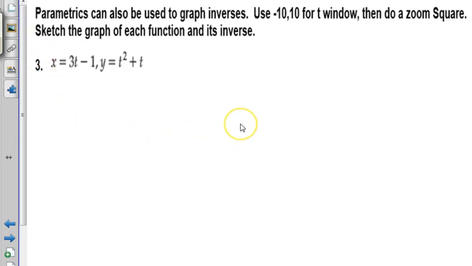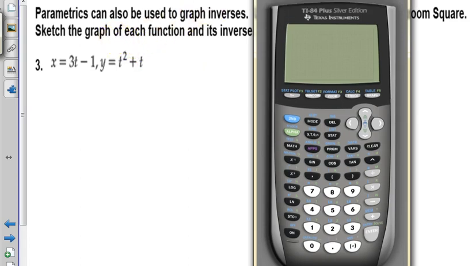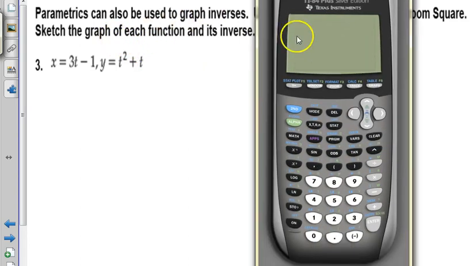All right. I just want to talk real quick about inverses because this is a property of parametrics that's important later in calc. If I graph this, okay, it says to graph this with a negative 10 to 10 window, which I originally had, but I messed it up, I think.